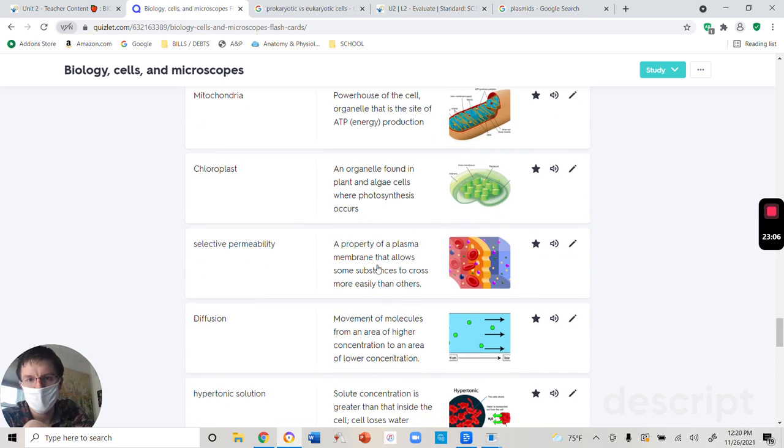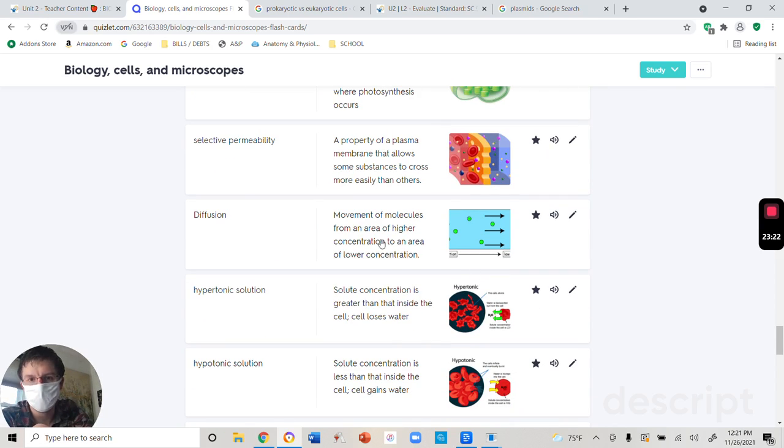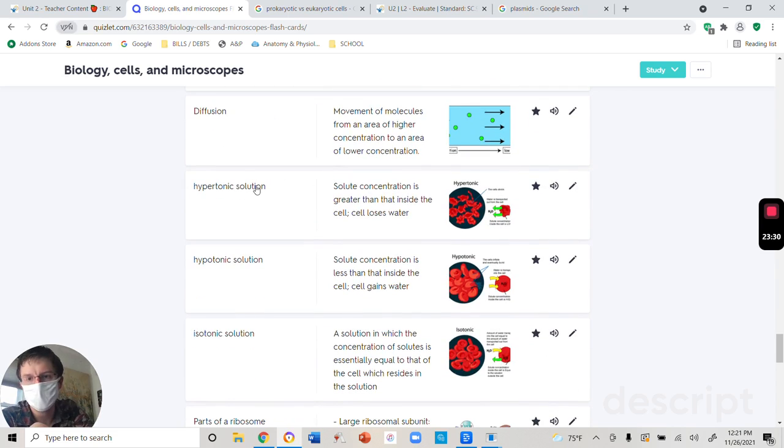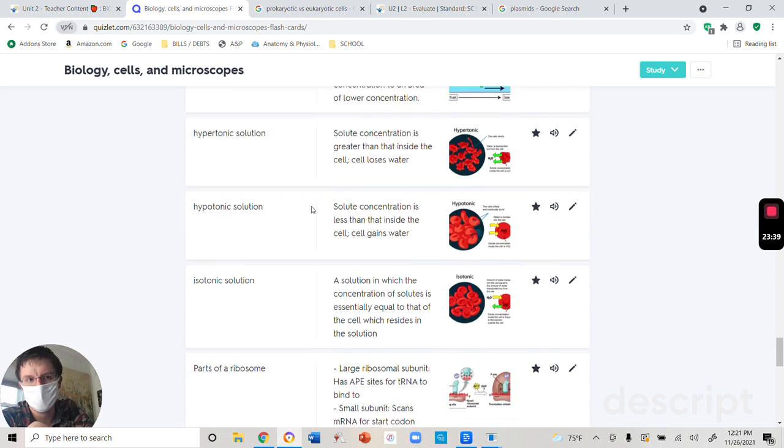We've already talked about selective permeability. It allows some substances to cross the membrane more easily than others. It's selective about what comes in and what goes out. That's why it's called selective permeability. We've already talked about diffusion. It's a movement of molecules from an area of higher concentration to an area of lower concentration. We're going to talk about tonic solutions in a different video because that can be very difficult to grasp. So I'm going to address that in a video all on its own.